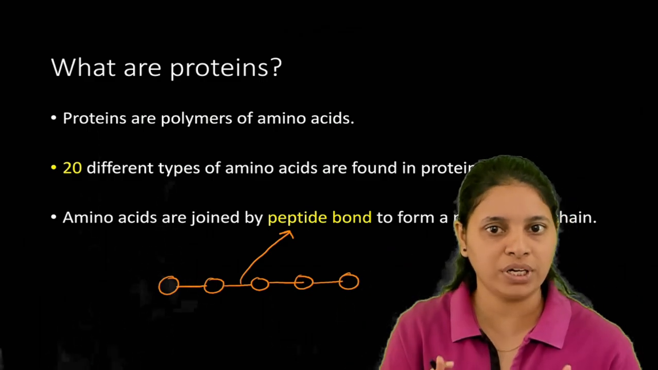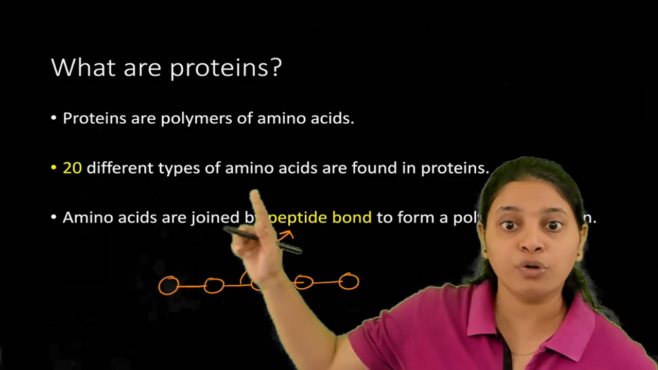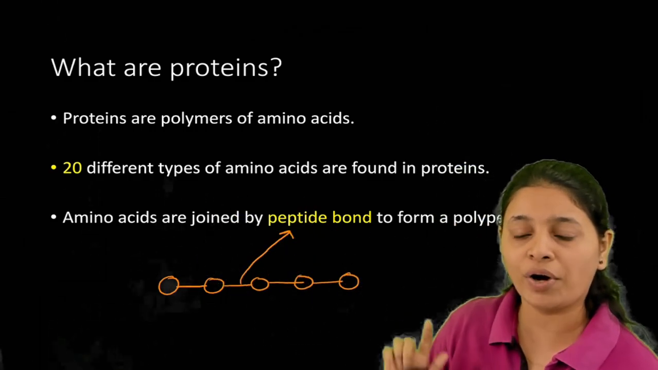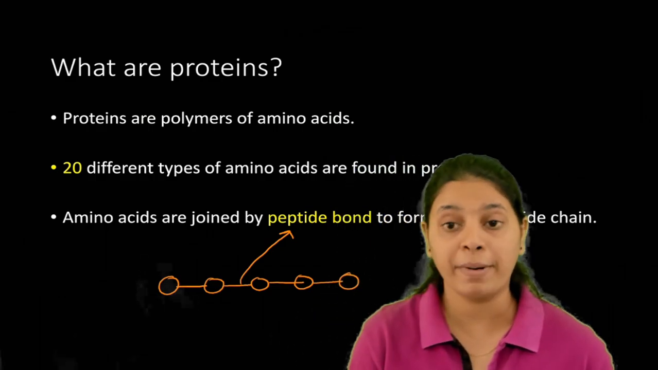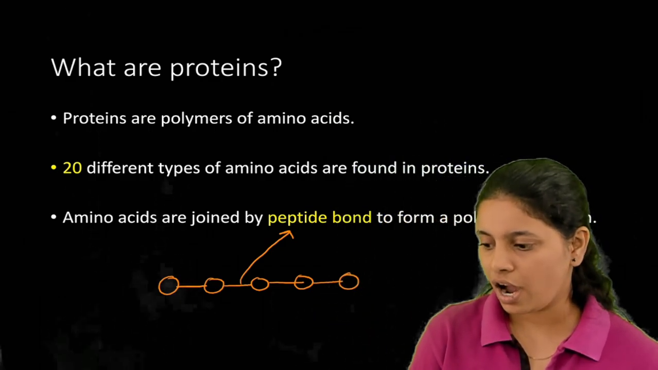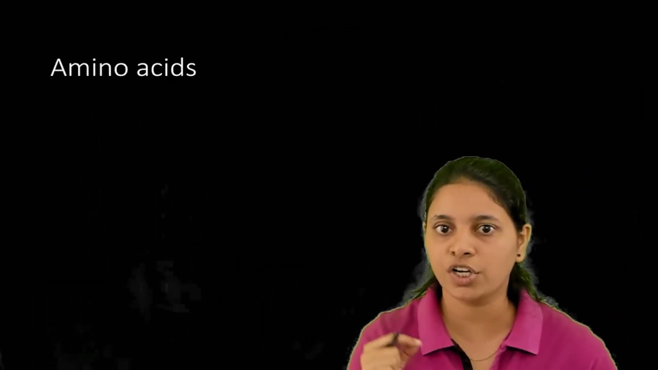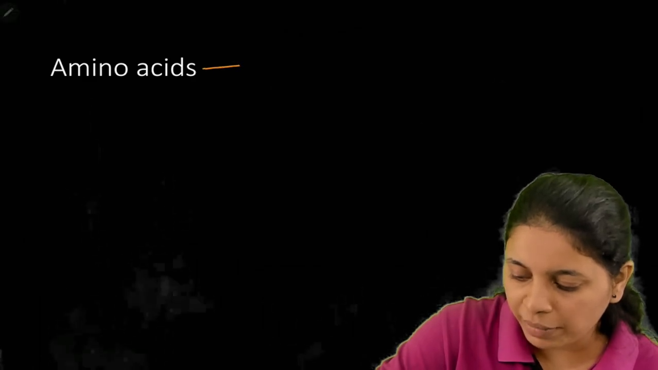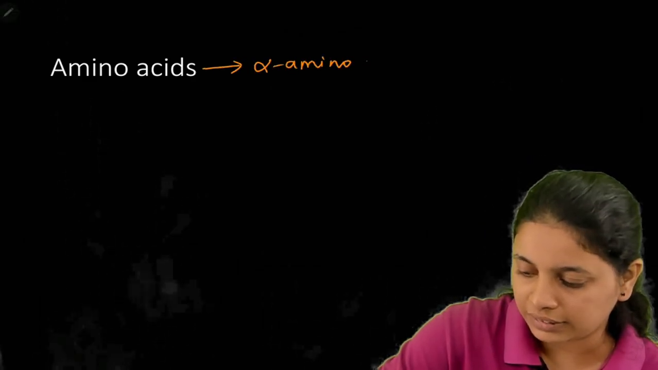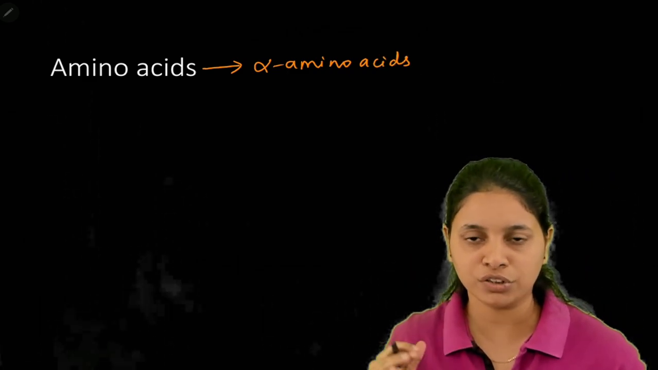So all the proteins are made up of the basic unit called amino acids, and there are 20 types of amino acids found in proteins. These amino acids are joined by a very strong bond called peptide bond. Now the question is, what's the structure of an amino acid? We'll start with the structure of amino acid. All the amino acids which are found in proteins are alpha amino acids. So we have an alpha carbon to which all the important functional groups are attached.